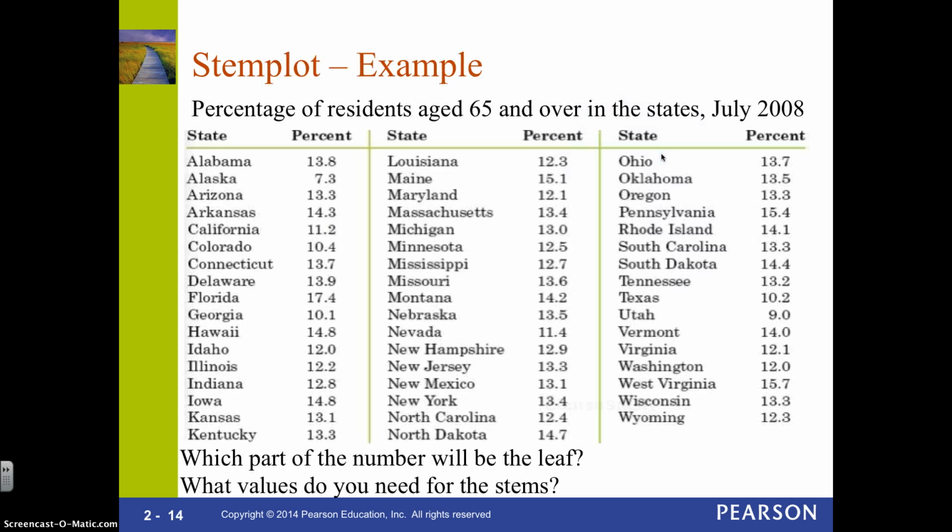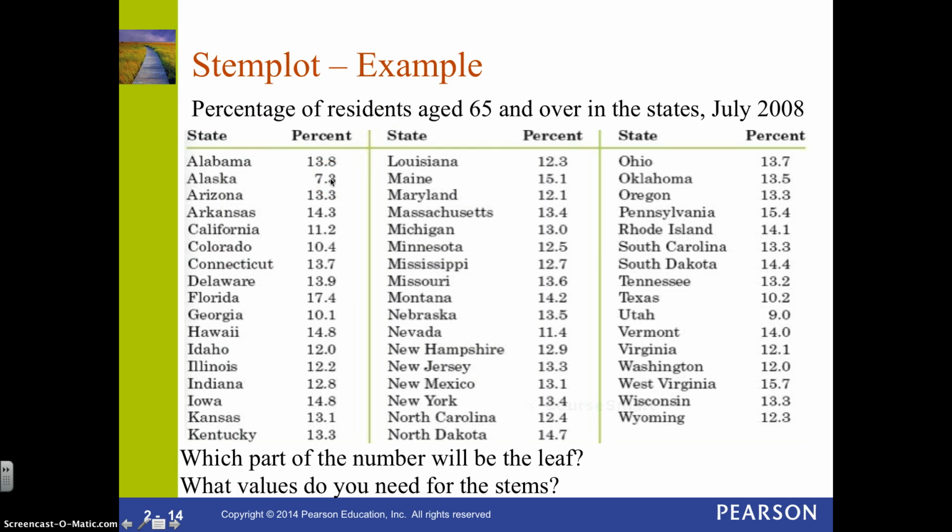Okay, in order to make one, you first have to decide which part of the number is going to be your leaf and what values you need for the stems. Here is the percent of residents age 65 and older in each of the states as of July 2008. So the first thing to do is find the smallest value, which is Alaska at 7.3. So Alaska has the least percent of their population that's age 65 or older.